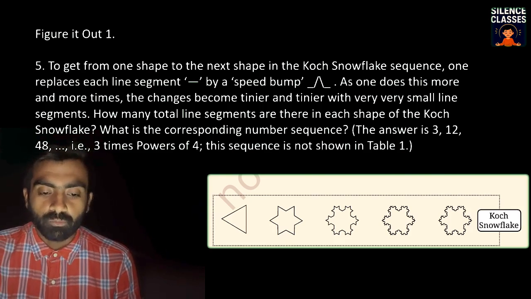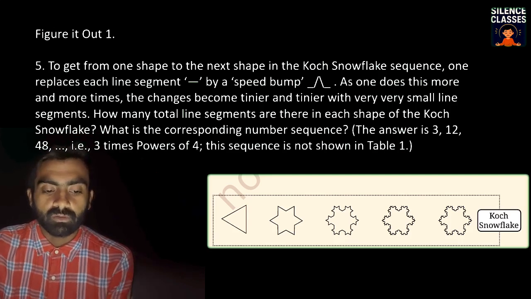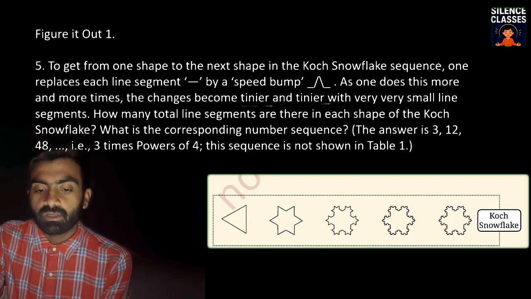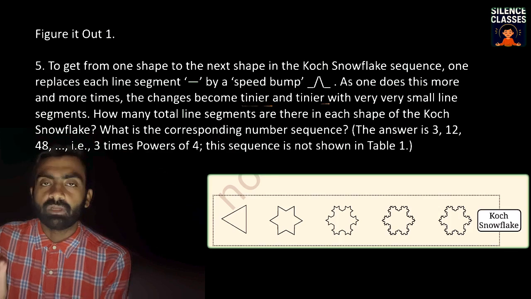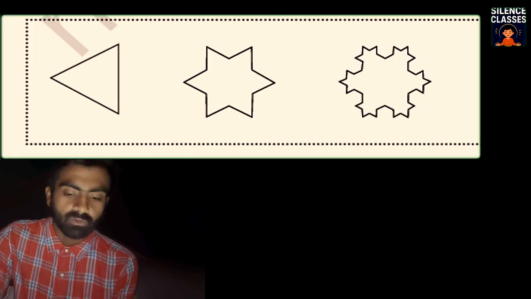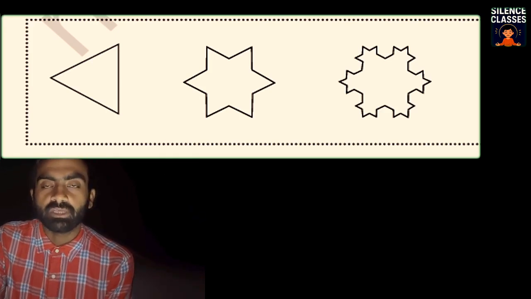To get one shape into the next shape in the snowflake sequence, replace each line segment by the speed bumps with very small line segments. Like this we will get the small lines. Over here you can check it out, the small lines are there. So now I have zoomed the figure, so I can explain each and everything in the easiest manner.